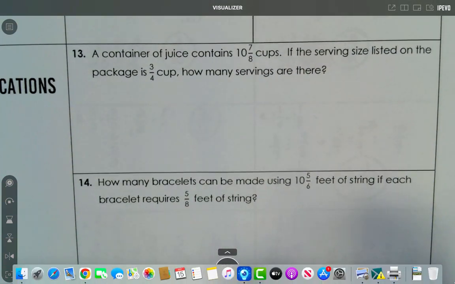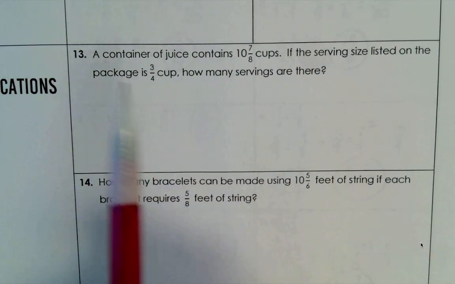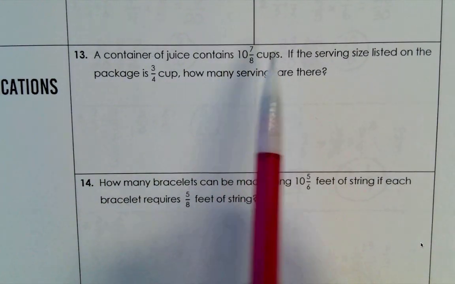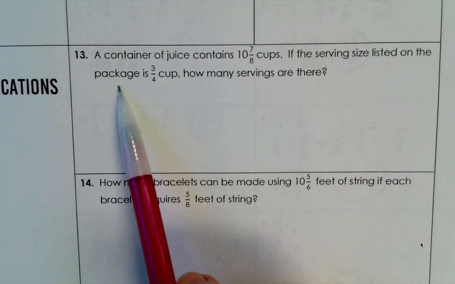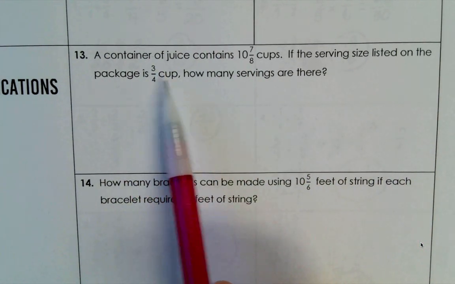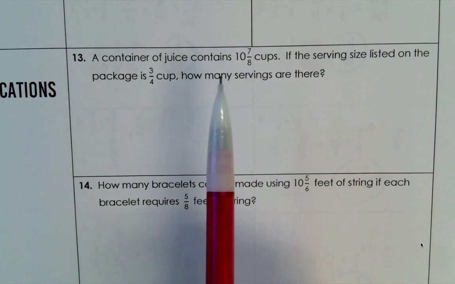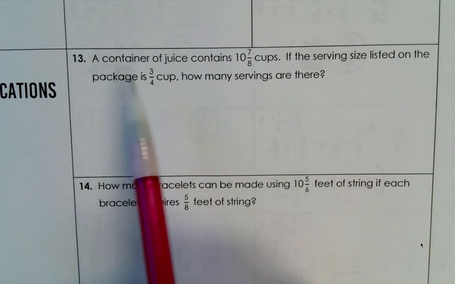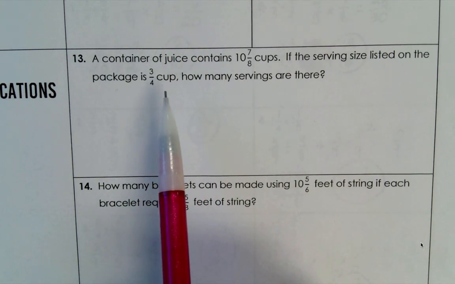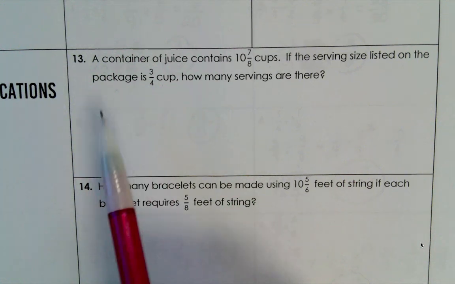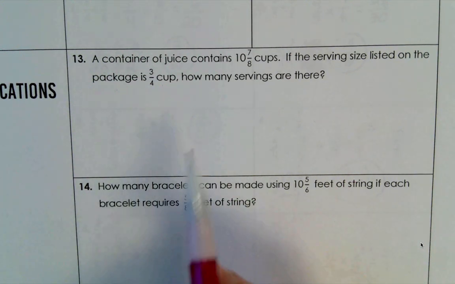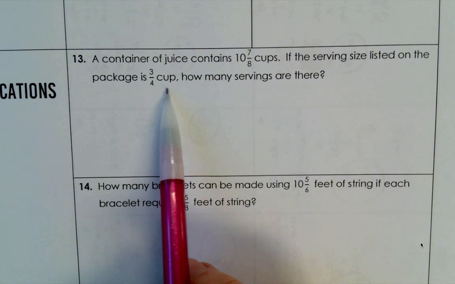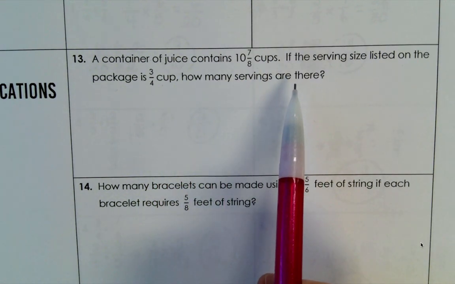Let's talk about these word problems, but you are going to solve them. A container of juice contains 10 7/8 cups. If the serving size listed on the package is 3/4 cup, how many servings are there? So we have to ask ourselves, what are we dividing? Am I dividing my container of juice or one serving of my juice? I'm dividing my juice. So I would divide 10 7/8 divided by 3/4 so I can figure out how many servings there are in each container.